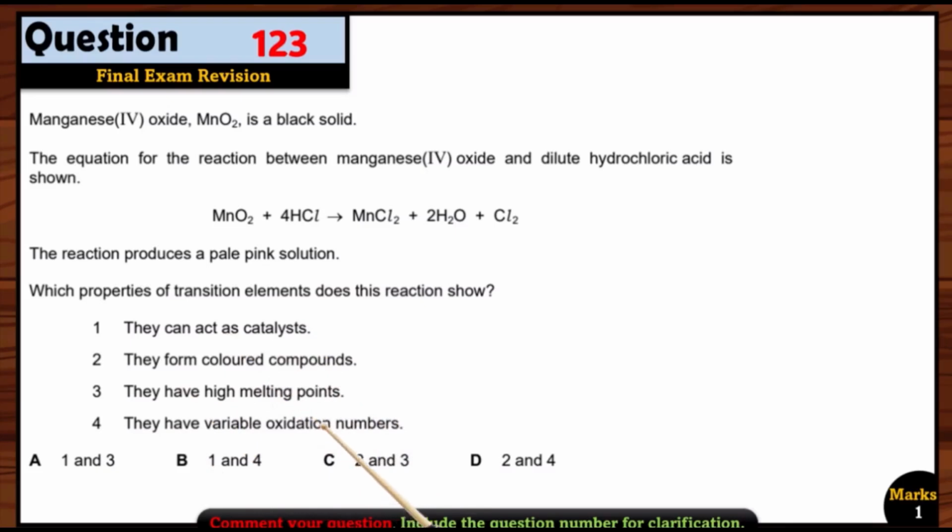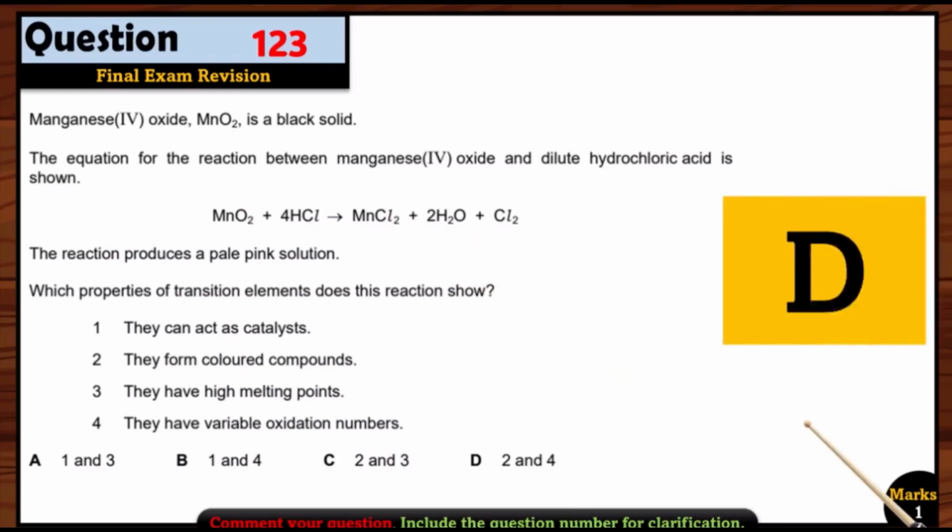They have high melting points. Second, they have variable oxidation numbers. If you look at the oxidation number of Mn here, it is +4, right? Because oxygen is -2 and we have 2 oxygens, so here we have +4. Now let's see about MnCl2. Here the oxidation state is +2 because Cl is -1 and we have 2 chlorines, so -2. So here +2 and here +4. So now we have variable oxidation numbers in both the compounds. So that's why 2 and 4, that is option D, is the correct option. Why not high melting points? Because they're not talking about the melting and boiling points here. So option D is the correct option.